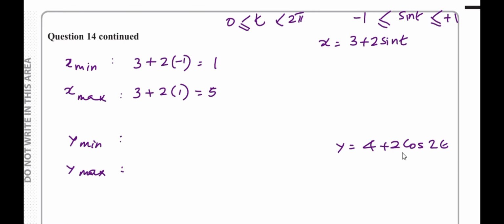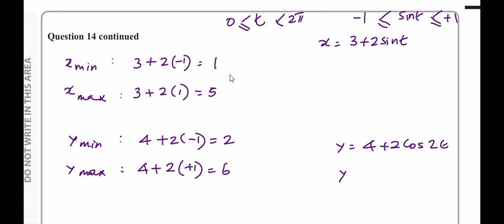So the maximum value for y will be, let's write here, y is equal to 4 plus 2 times cos 2t, or cos 100t, it doesn't matter. Its maximum value will be +1 and minimum value will be -1. Therefore, if it is maximum, it's going to be +1 here. So 4 plus 2 is 6. Similarly, the minimum will be 4 plus 2 bracket -1, which is equal to 2.